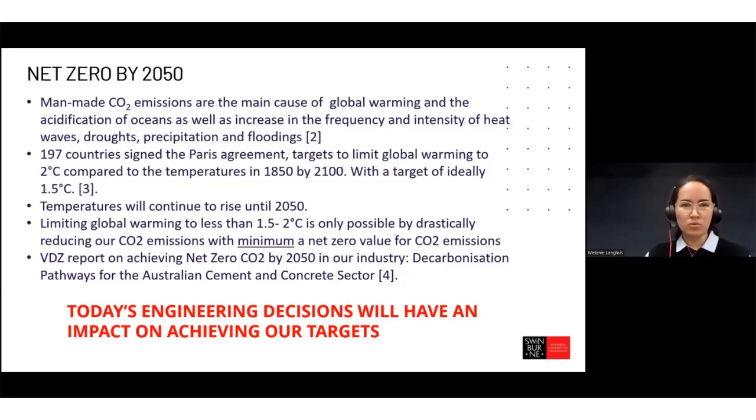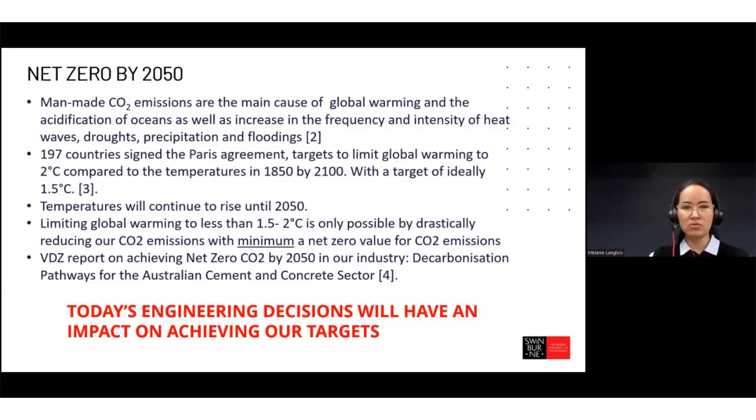We know that the temperature will continue to rise until 2050. In order to limit the global warming to 1.5 to 2 Celsius degrees, we need to drastically reduce our CO2 emission, with a minimum of net zero value for CO2 emissions. So I invite you to read the VDZ report that was prepared to achieve net zero CO2 by 2050 in our cement and concrete sector. That's a very interesting report, so I'm not going to talk about that.